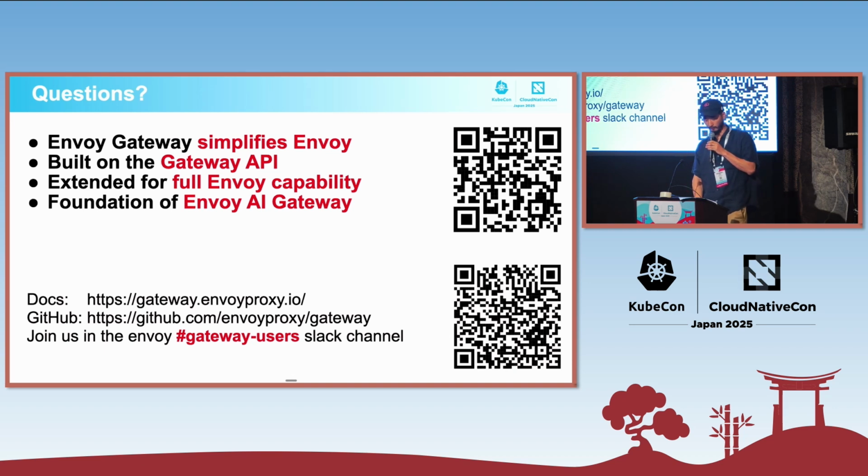So that's the demo. Okay, so here's the key takeaway from Envoy Gateway: it simplifies Envoy, is built on the Gateway API, and is extended for the full Envoy capability. It's also the foundation of the Envoy AI Gateway. You can download the demo or script by scanning this QR code. You can try it out by yourself, maybe in 5 minutes, if you are interested. Okay, thank you. That's all.